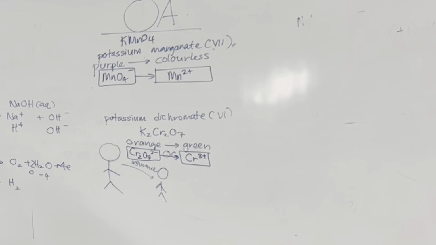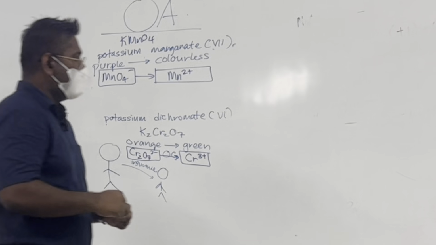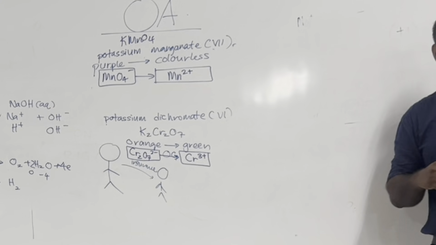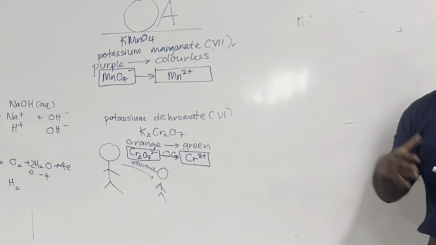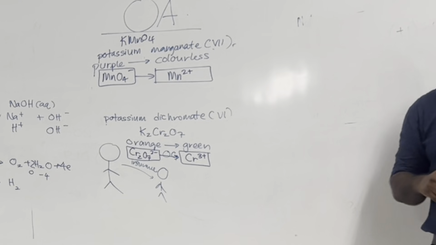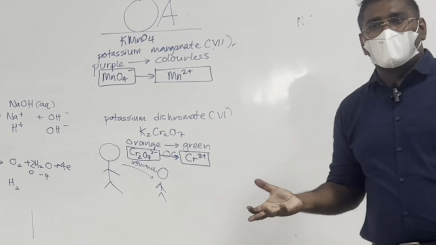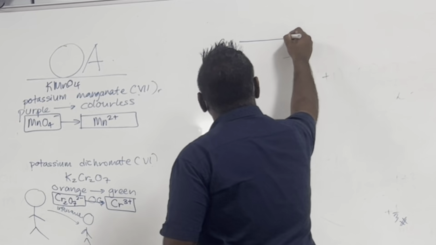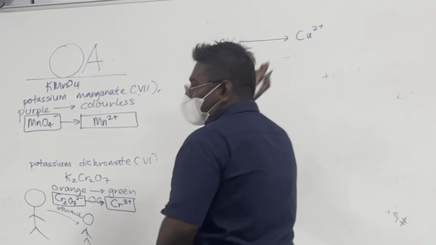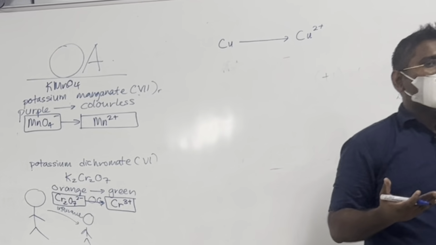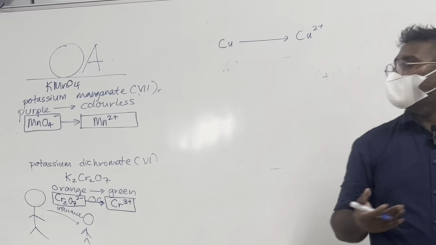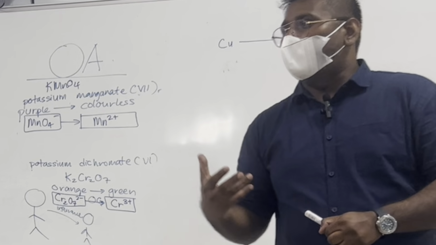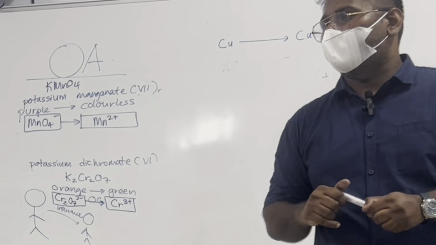So it's changing. Now, I told you that these two are oxidizing agents in the chemistry lab. They are going to oxidize something. So let's say I give you something to be oxidized, for example, oxidize copper to become copper 2+. This is oxidation, right? Let's say I am going to use potassium manganate, potassium dichromate, to oxidize copper to become copper 2+.